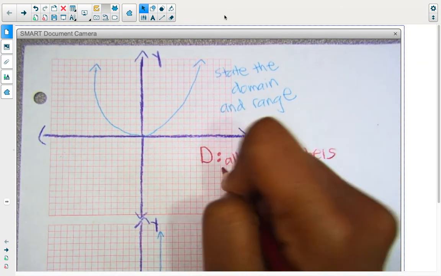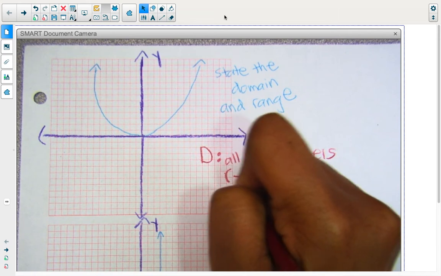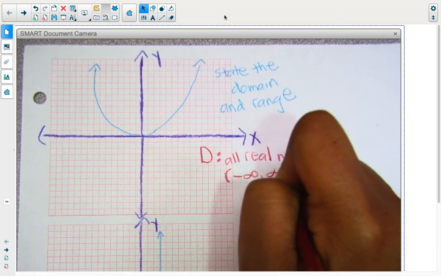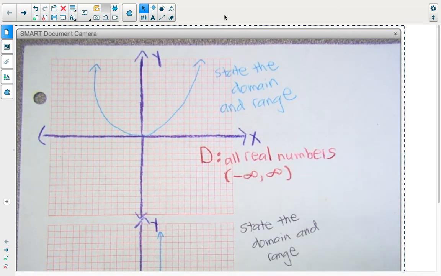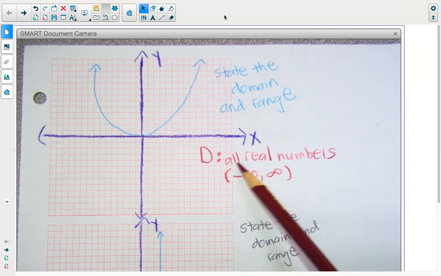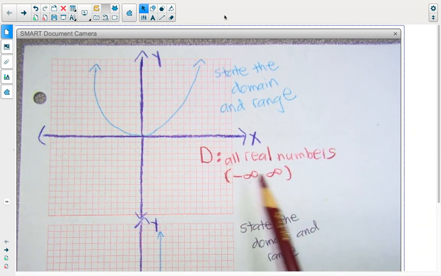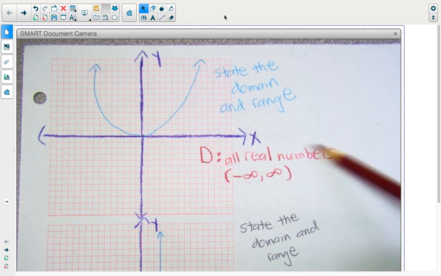You might also see it written negative infinity to positive infinity. We are speaking the same language. If you want to put in all real numbers, or negative infinity to positive infinity, same thing. Now, of course, if it's multiple choice, you'd have to choose the appropriate one, but both of these say the same thing. So my domain for all quadratic functions is all real numbers because they're just going to get wider and wider.